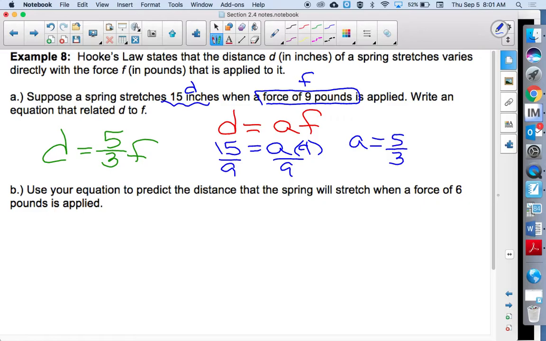Part B says use the equation, so we're going to use the equation we just calculated, to find the distance the spring would stretch if I applied a force of 6 pounds to it. So now that I know what that constant is, we have the equation. We want to find the distance a spring could be stretched if I use 6 pounds of force. So JT, 5 thirds times 6 is? 10. And what's that 10 if we're talking about distance? Inches.